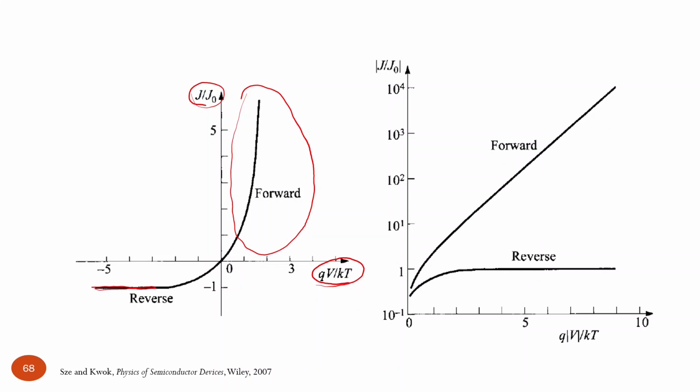So this is a semi-log scale: we have the voltage axis normal, and for current we have a log scale. That makes sense, because then we can really compare the reverse and forward current branches, because there is a huge difference between them. If we just plot them on a normal scale, it will be very difficult to see the current in the reverse direction.